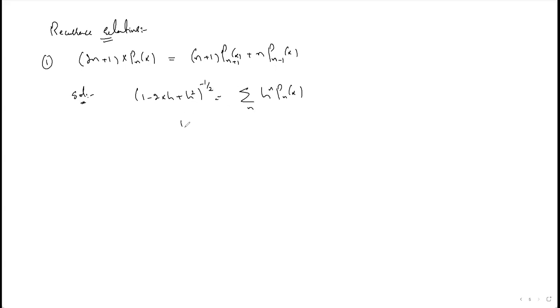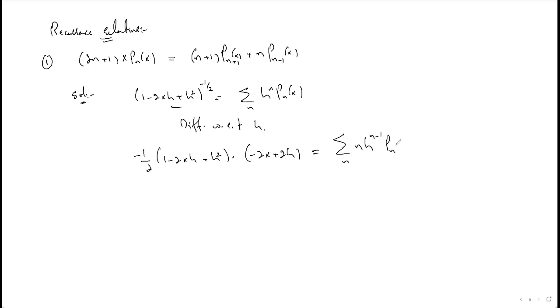If I ask you to differentiate with respect to h, what you will do, you will say that it will be minus 1 by 2 into (1 minus 2xh plus h square) raised to power minus 3 by 2 into (minus 2x plus 2h), the differentiation of this thing, right? So here it will be summation over n, n into h raised to power n minus 1 into pn of x. Is it simple, hai na ye?